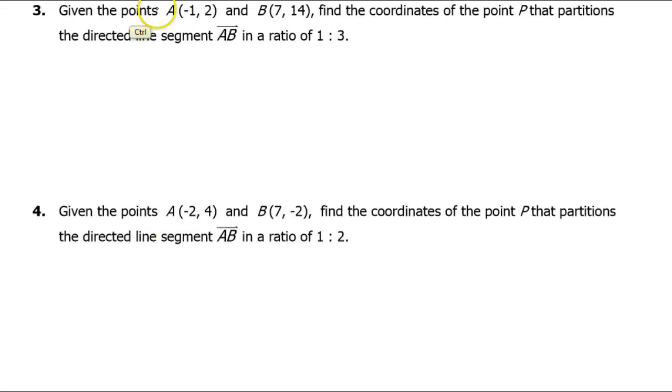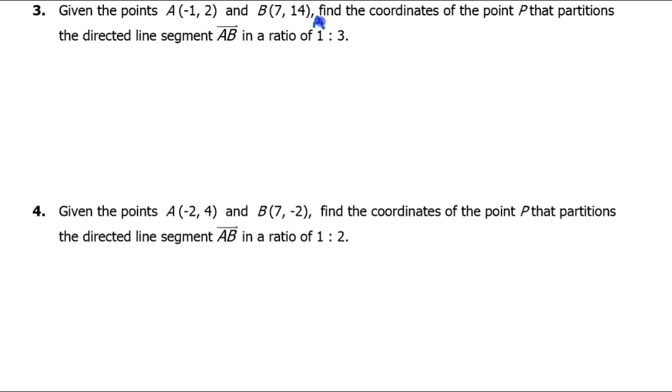All right, problem number 3. We're given these 2 points, A and B, and we're supposed to find the coordinates of point P that partitions the directed line segment AB in a ratio of 1 to 3. First, let's talk about this ratio of 1 to 3 before we do the problem. We're talking about from A to B.